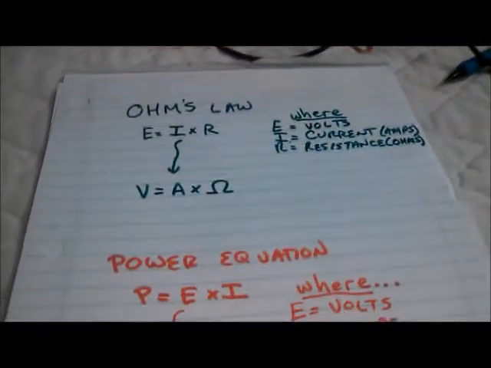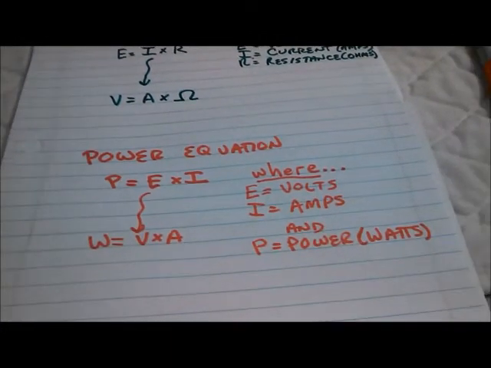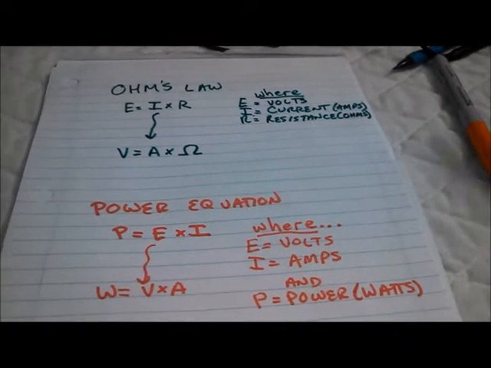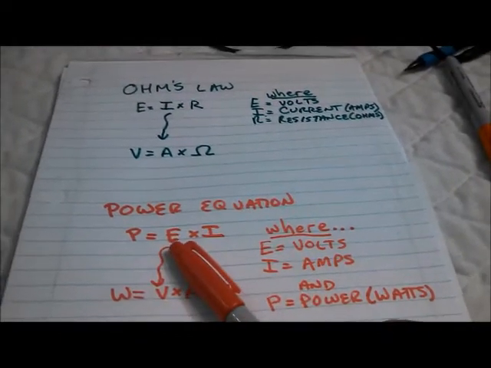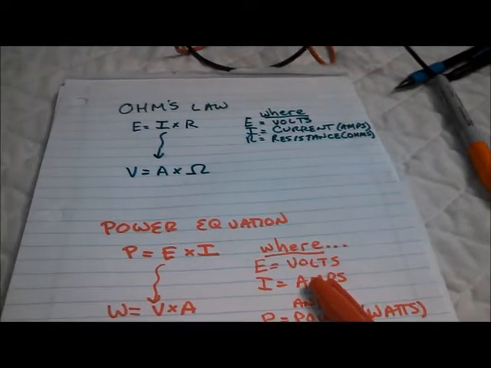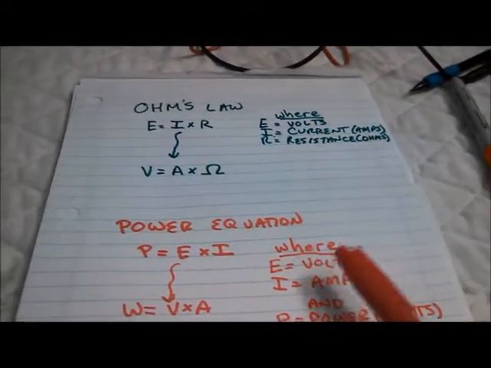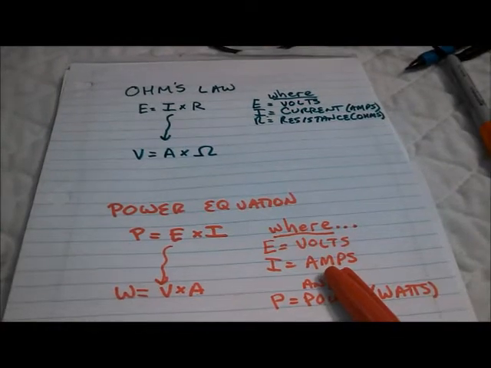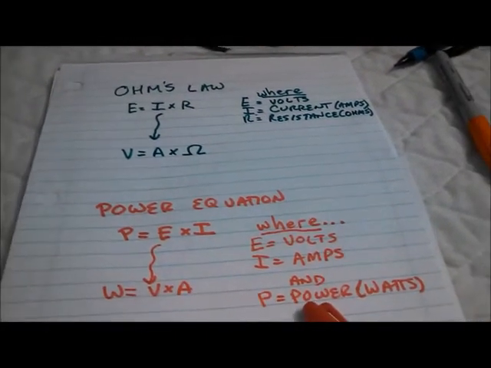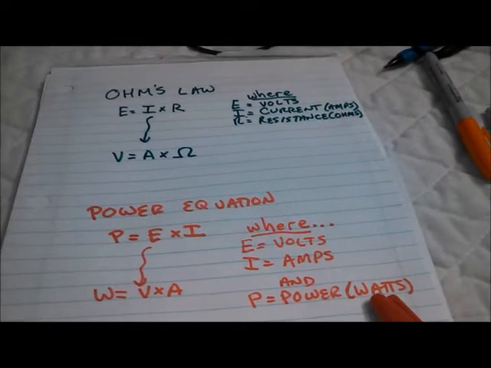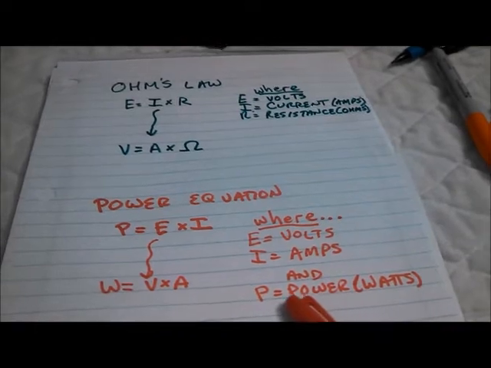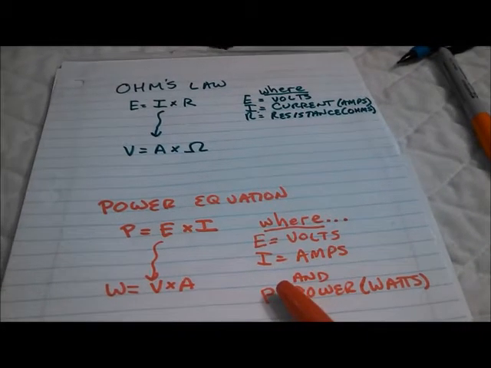The second equation we're going to look at is the power equation. This one uses some of the same symbols, such as E for volts and I for amps, or current, which is the amount of electron flow. But it also says that P is power, which we think of as watts. And if you've ever changed a light bulb, you may have noticed that it says a certain number of watts.